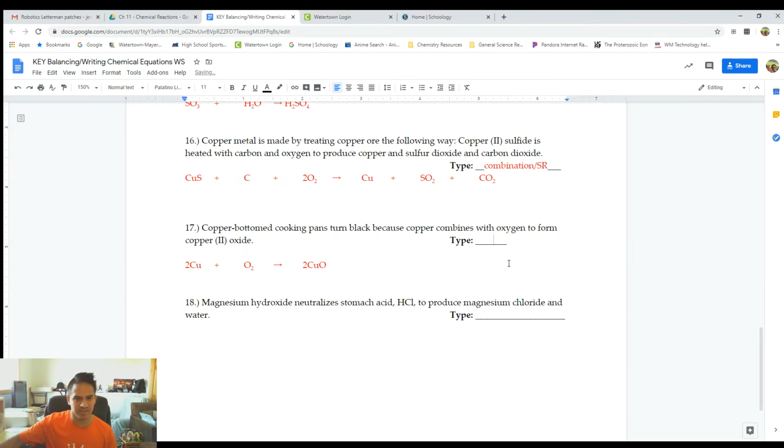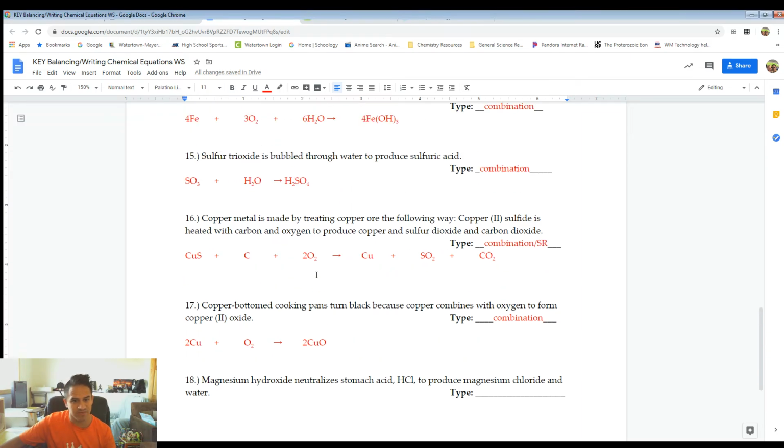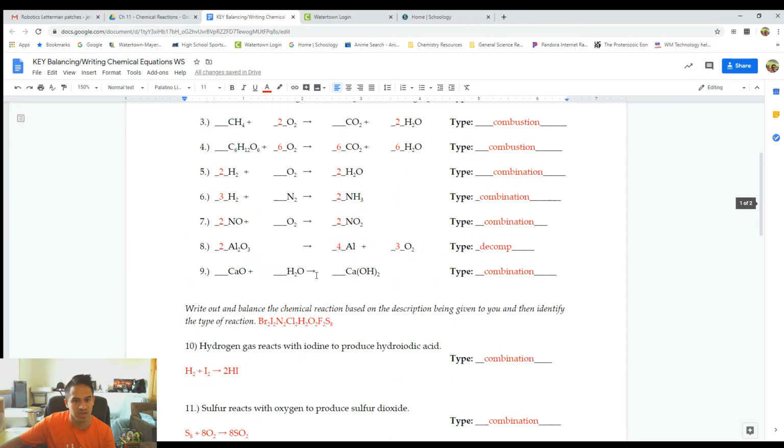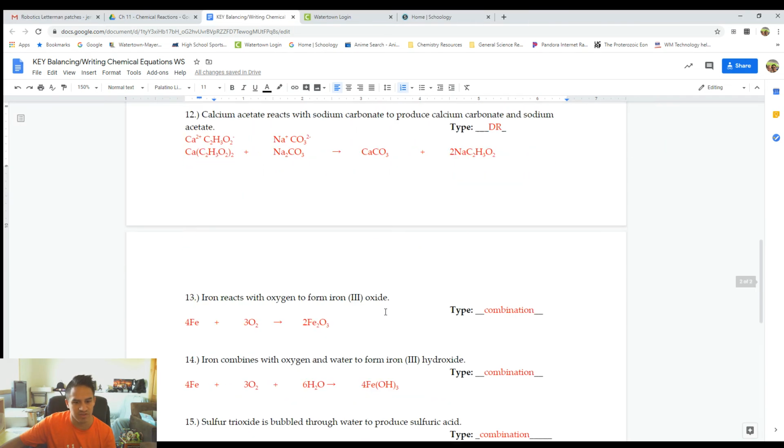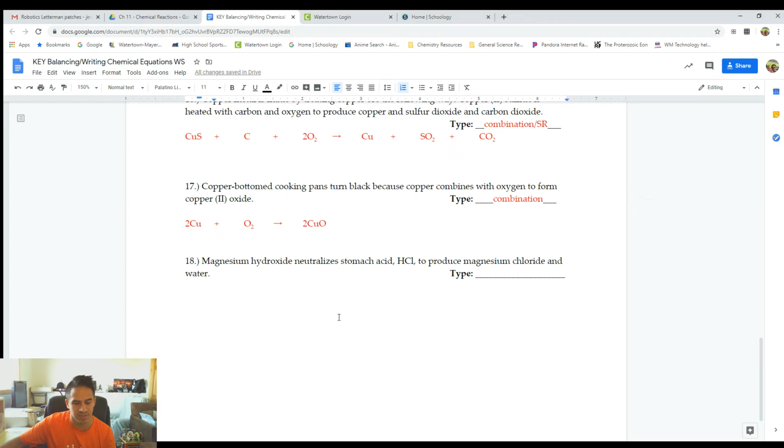You might think maybe this is combustion because we have something reacting with oxygen, but combustion is specifically going to be something reacting with oxygen, and it's going to be a carbon-based compound, and we're going to make CO2 and water. Okay, so those are combustion. If there's not the CO2 and the water part, it's not combustion.